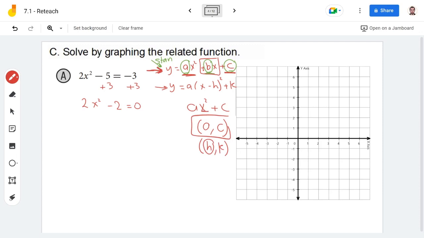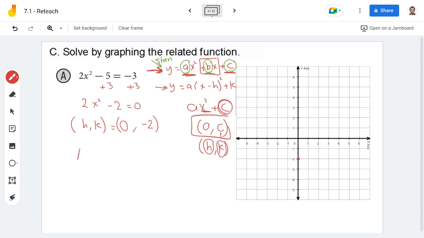H is equal to 0 because you don't have h, and k is equal to c, which is this one here. Okay, now if I ask you what are h and k in this equation, h is equal to 0, and k here is negative 2. So now let's put my center on the graph. 0 and negative 2 is here. So this one is 0, negative 2.